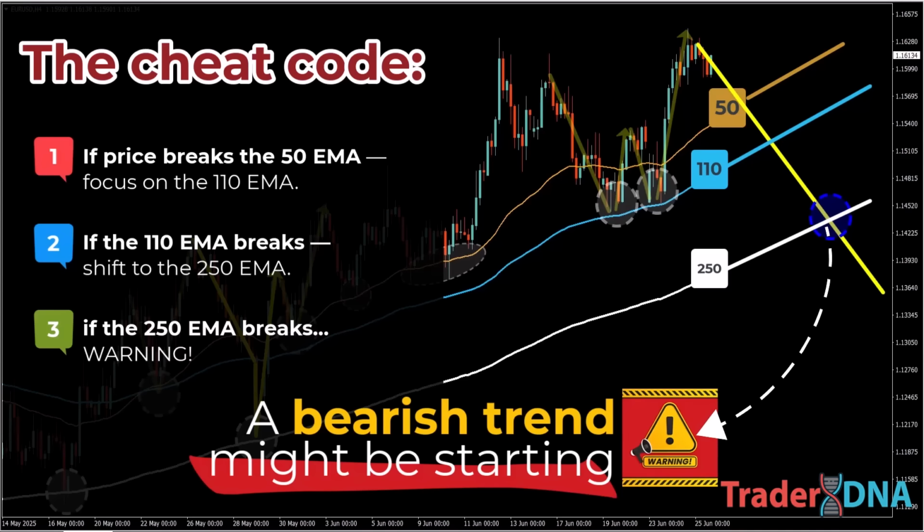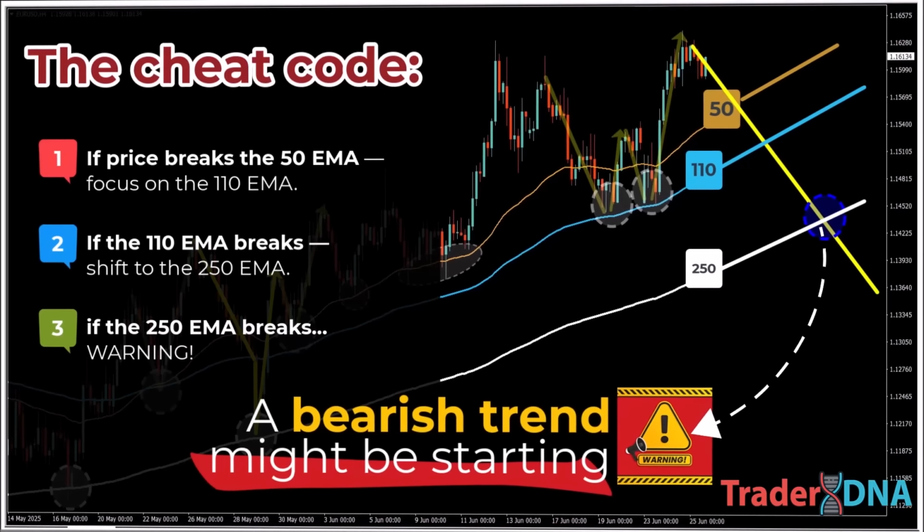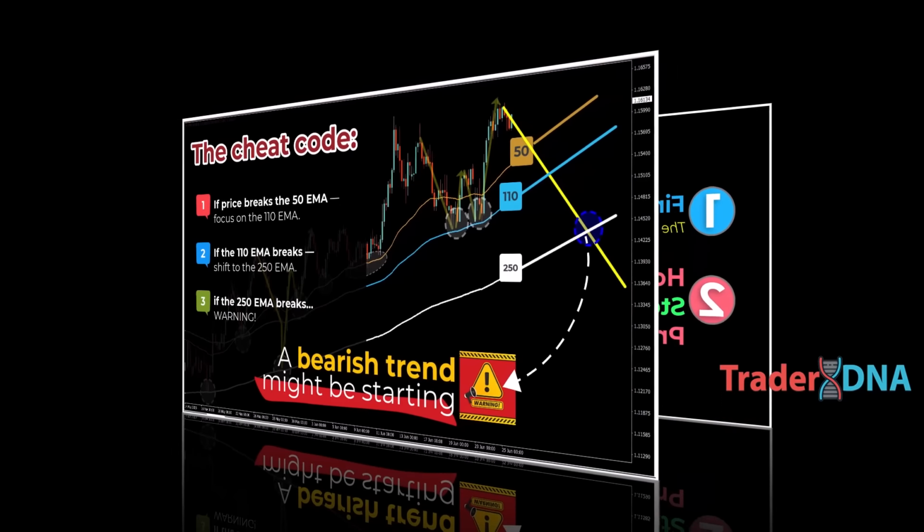And if you've made it this far, give yourself a pat on the back. Seriously, you now understand more about market structure than most traders ever will. Let's keep this momentum going because we're just getting started.